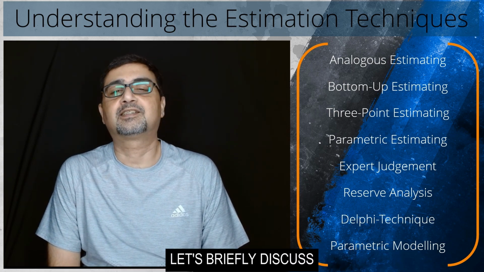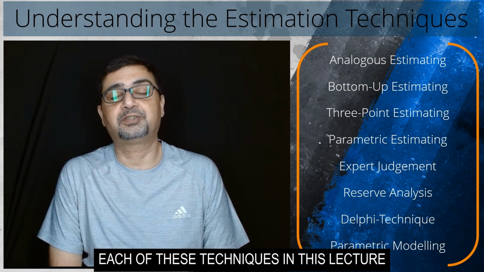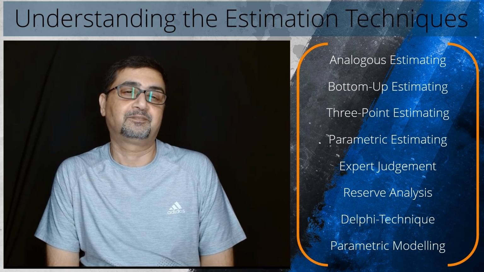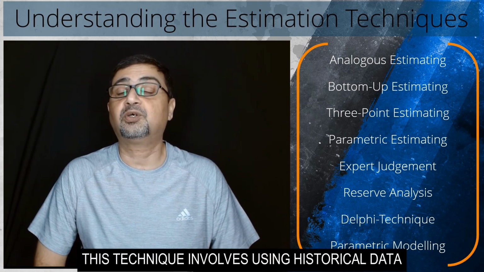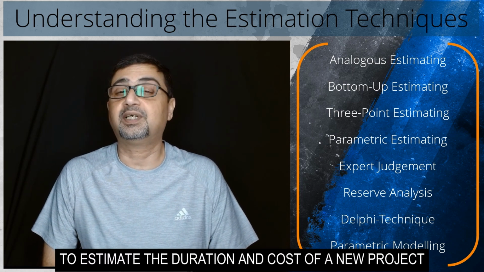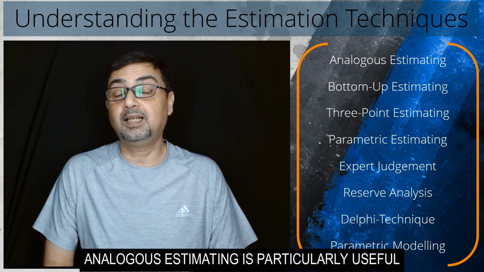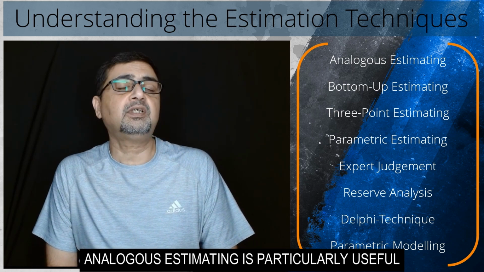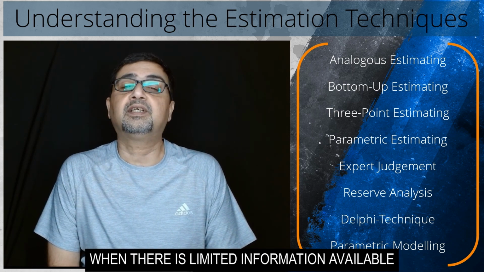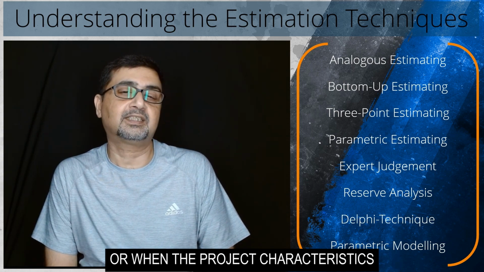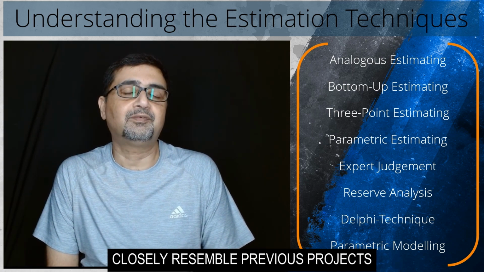Let's briefly discuss each of these techniques in this lecture. Analogous estimating. This technique involves using historical data from similar projects to estimate the duration and cost of a new project. Analogous estimating is particularly useful when there is limited information available or when the project characteristics closely resemble previous projects.